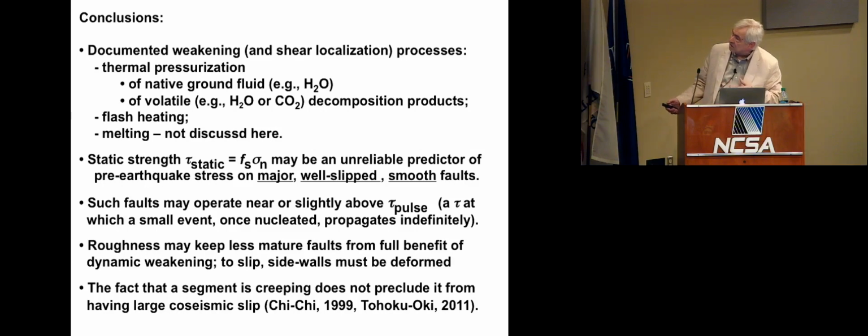Okay, and let's go back here. I think I have some conclusions. Yes, so what we've looked at are weakening and shear localization processes. They include thermal pressurization of native ground fluid, water, and the volatiles that are decomposition products. We also looked at flash heating of asperity contacts as a weakening mechanism. I did not discuss bulk melting. It's what you get if these other processes can't weaken the fault enough first.